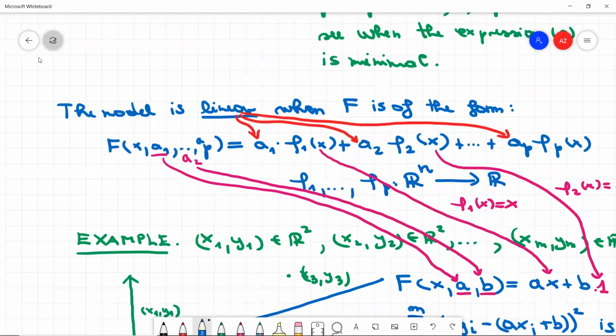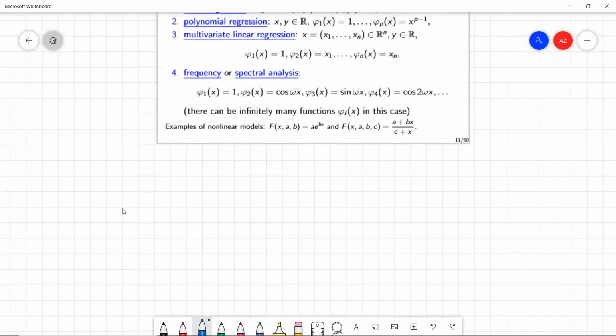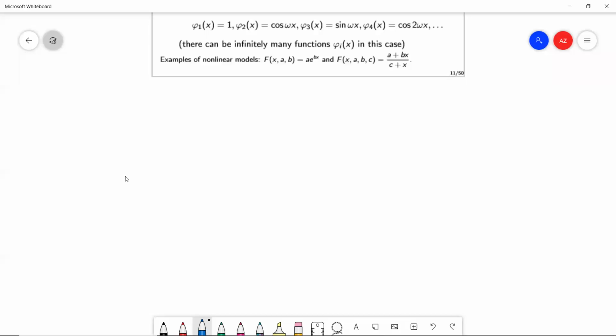And let's do this. So let's repeat. So we have x1, y1 up to xm, ym. These are our data. So x's are from n tuples of real numbers and y's are just real numbers. We have our model.